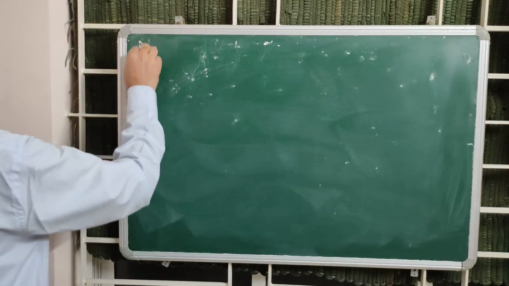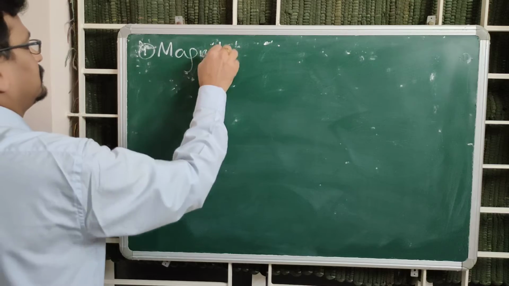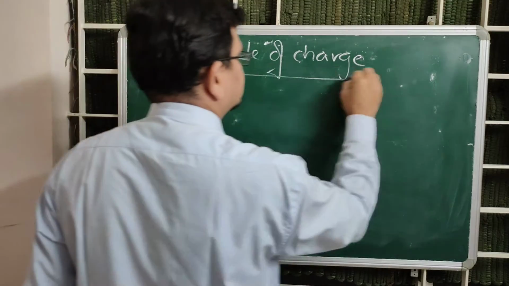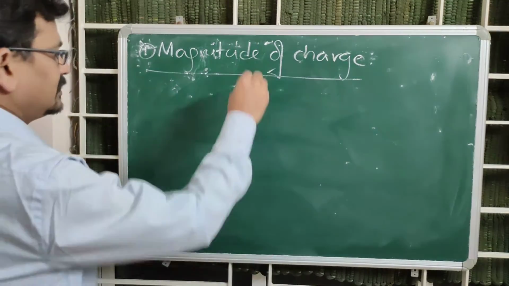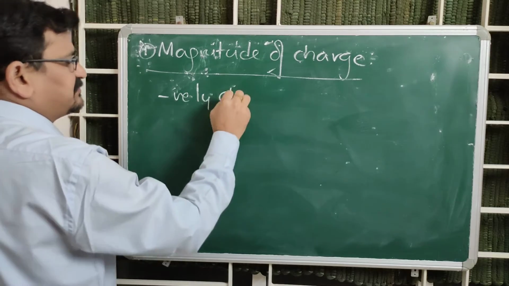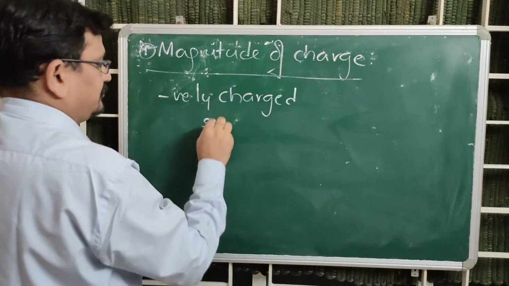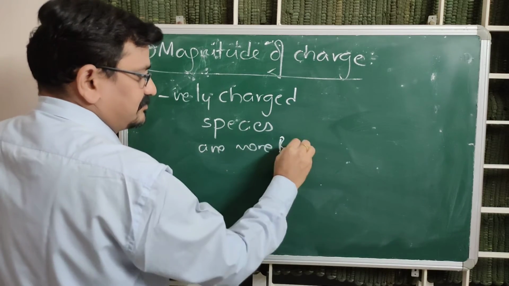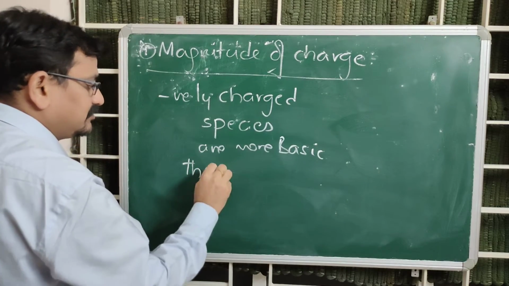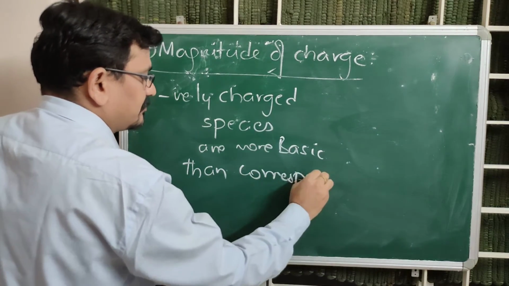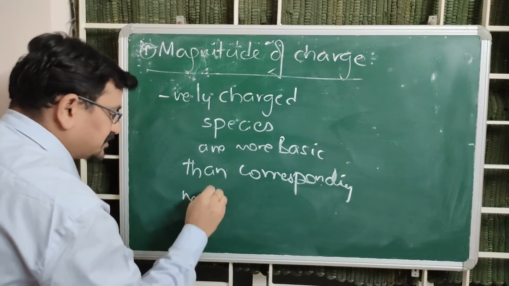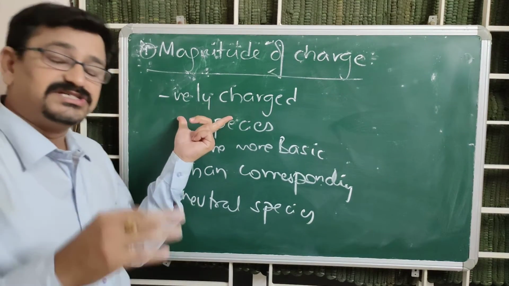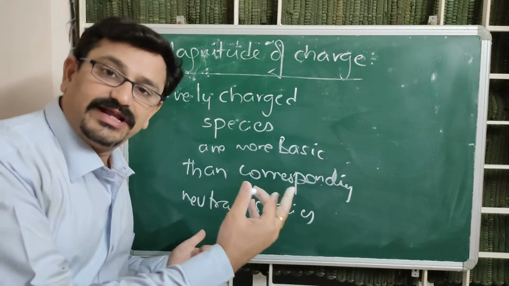The first factor is magnitude of charge. Usually, negatively charged species are more basic than the corresponding neutral species. What I said? Negatively charged species are usually more basic than the corresponding neutral species.